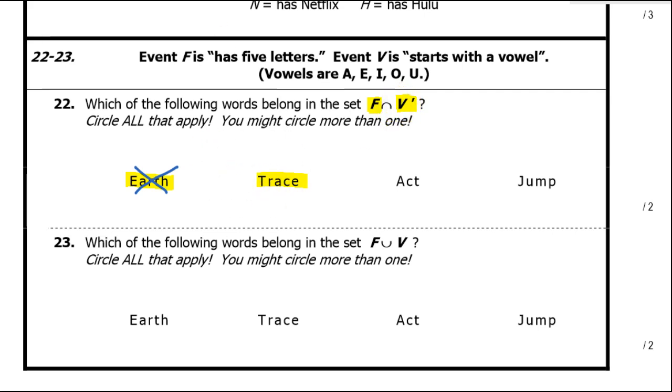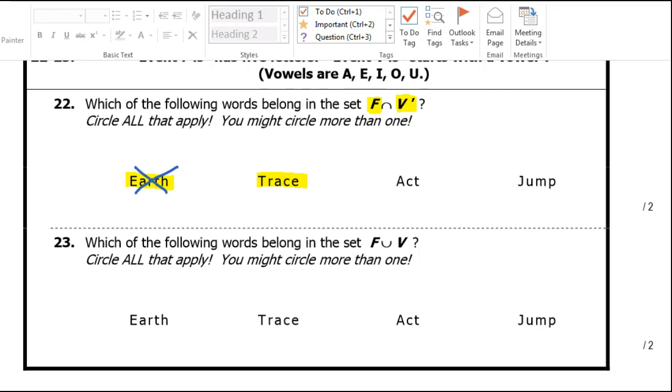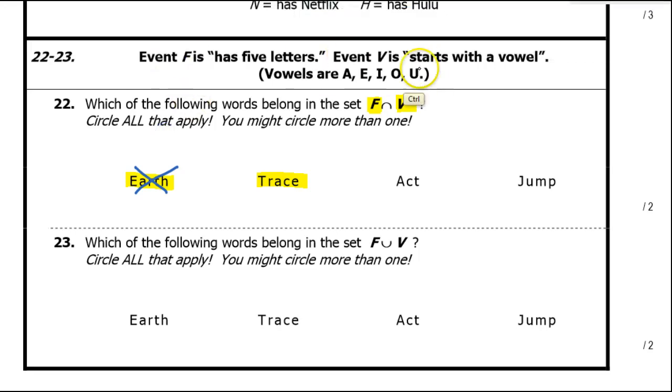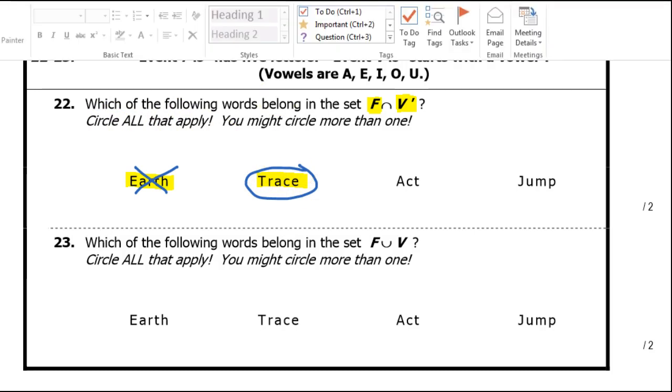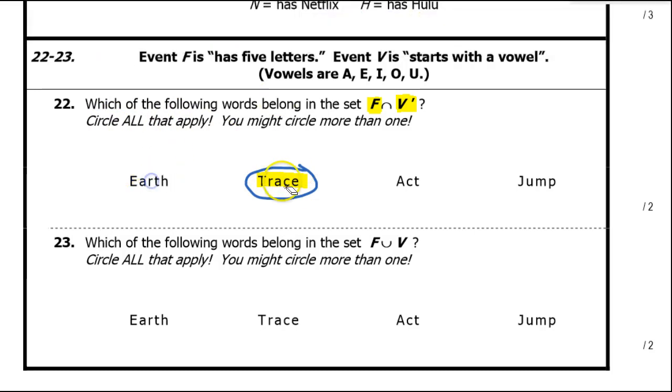Alright, so the answer to, what are we supposed to circle? Is that what the directions said? Circle all that apply. So we would just circle this one. And we really could just leave everything else nice and blank.